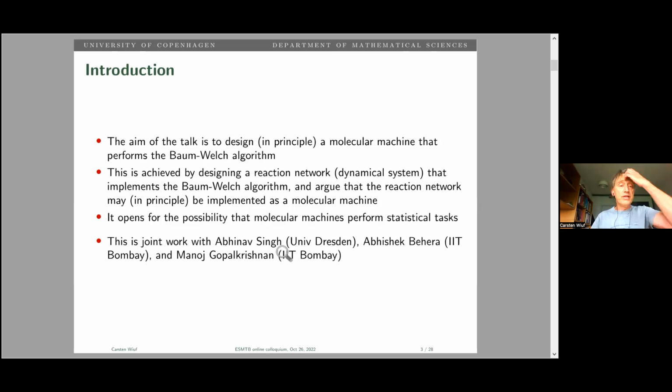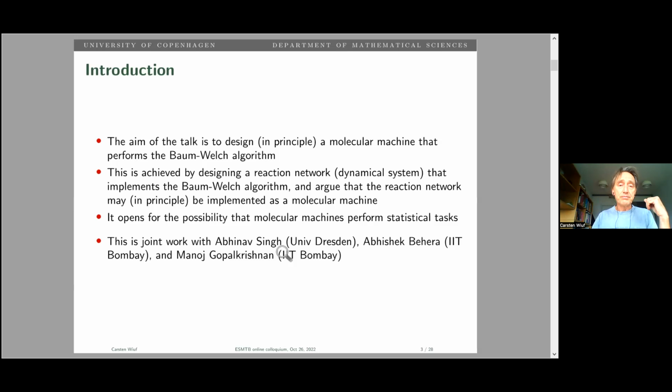I should mention here at this point that this is joint work with some Indian colleagues: Abhinav Singh, who is now a PhD student in Dresden, Abhishek Behera, who is a PhD student at IIT Bombay, and Manoj Gopalakrishnan, who is a professor at IIT Bombay, but currently he's on sabbatical, I think, on leave, trying to make a startup company.